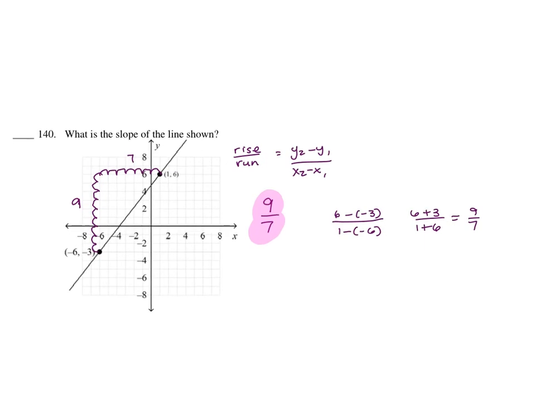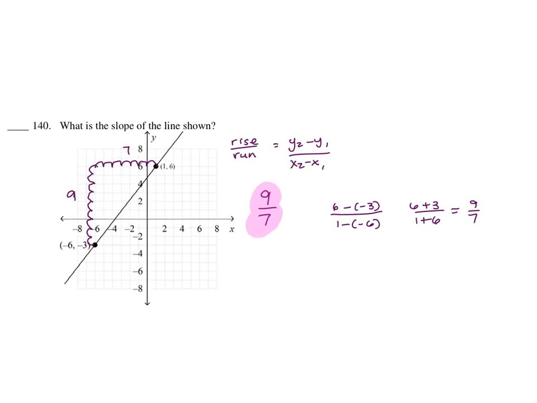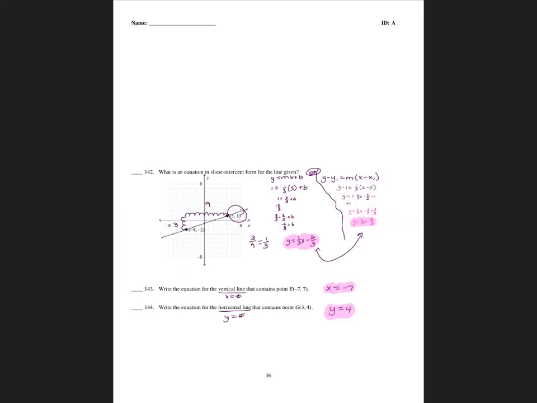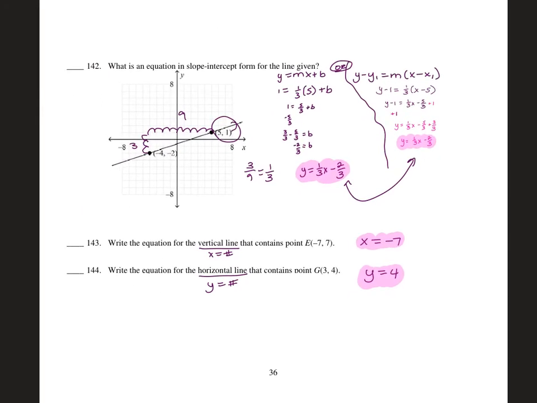Now we get into slope. So slope is rise over run, y2 minus y1 over x2 minus x1, which is 9/7 here. You can either count it or you can use the slope formula. 142, again slope, but then it asks for the slope intercept form of the given line.